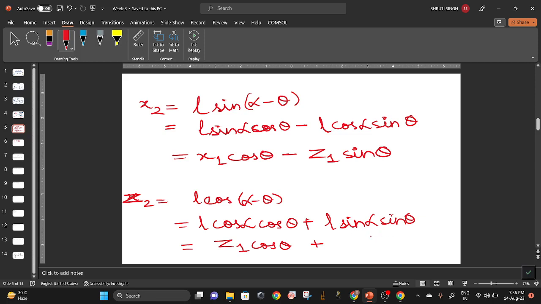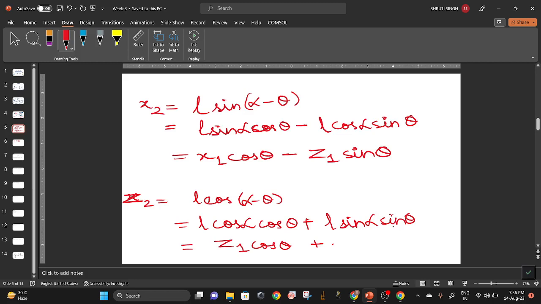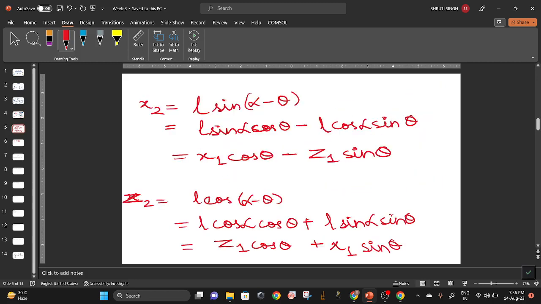It may be entirely possible that the answer is wrong. Now, what is this one? L sin alpha, L cos alpha. Is this correct? Cos alpha, sin alpha. This is x1, right? L sin alpha is x1. L cos alpha is z1. Okay, this is correct.